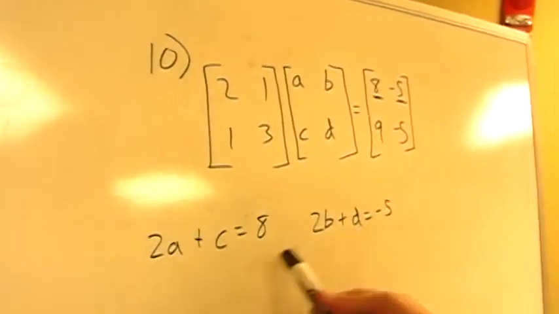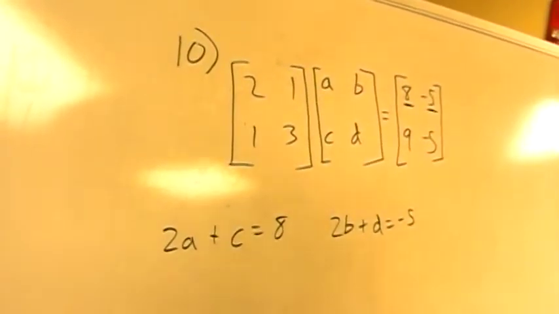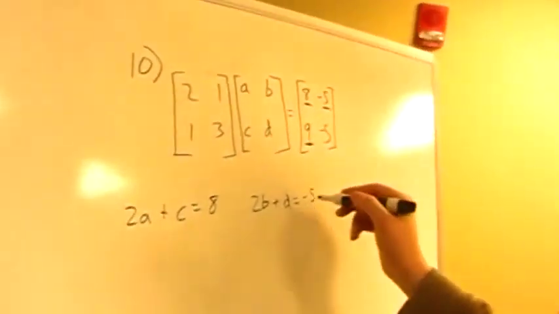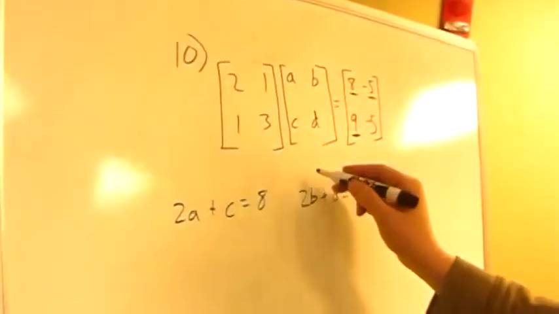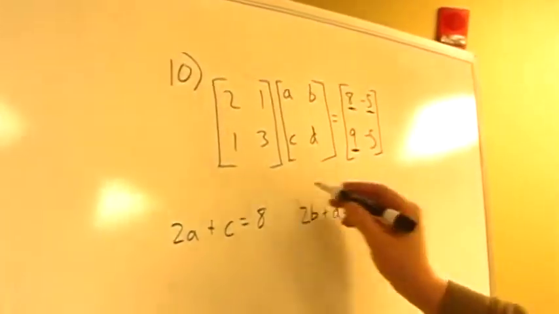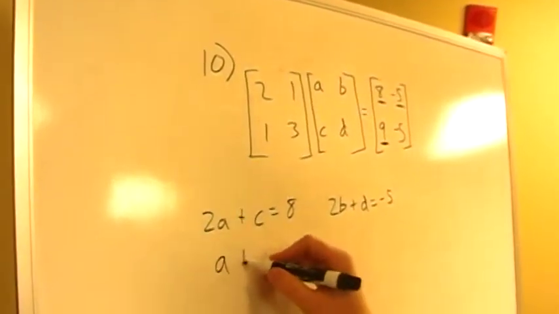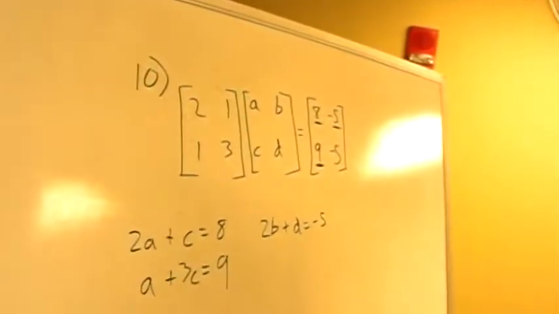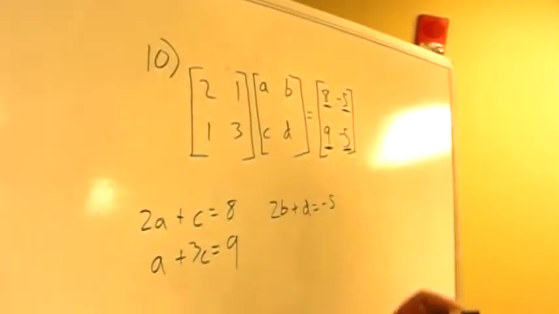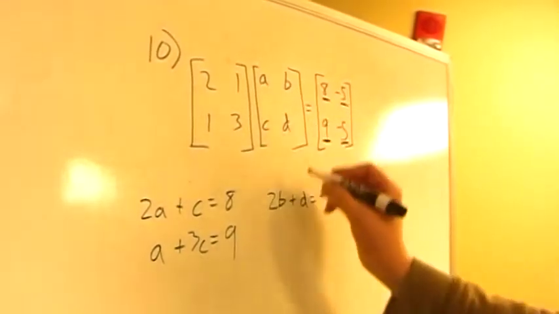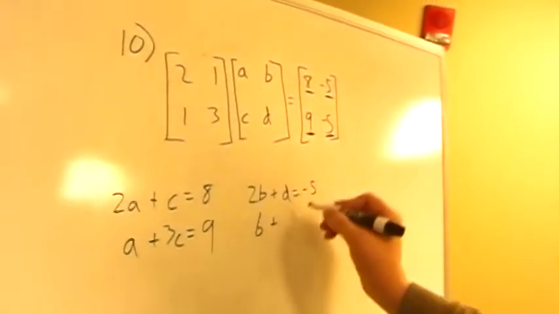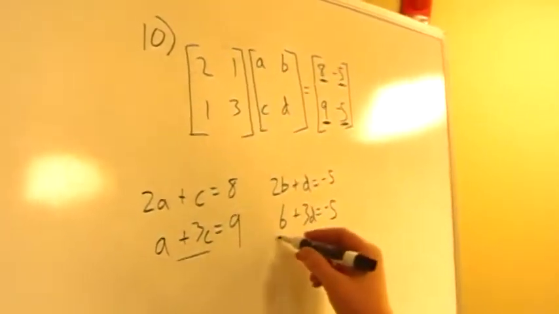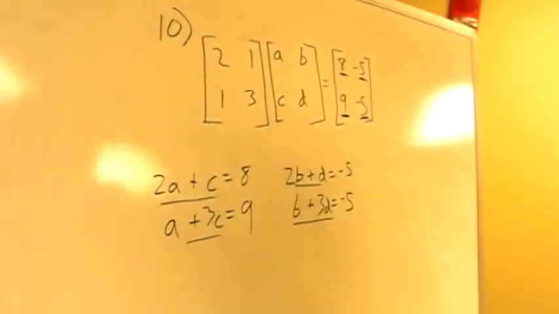You can see how these look similar, except their answers are different, right? A little bit of a trend there. Now let's see what gives us the second row, first column. We multiply the second row by the first column. 1 times A is just A, plus 3 times C, and that's going to give us 9. Now we want the second row, second column: 1 times B, so it's B, plus 3 times D, and that's going to give us -5. Again, you can see how these match up and look alike. A little bit of a trend.